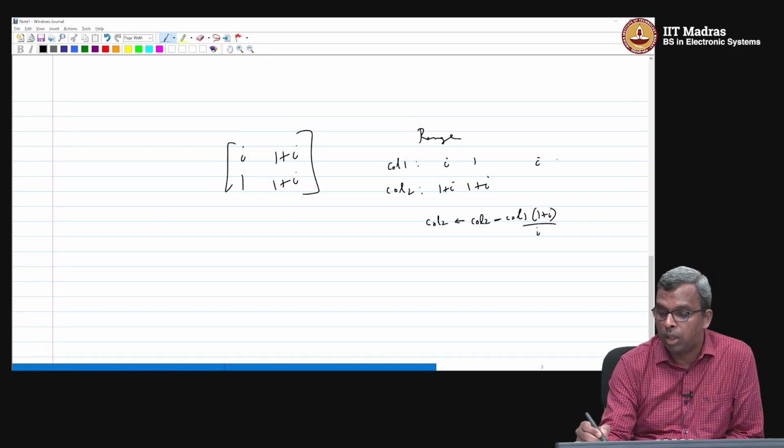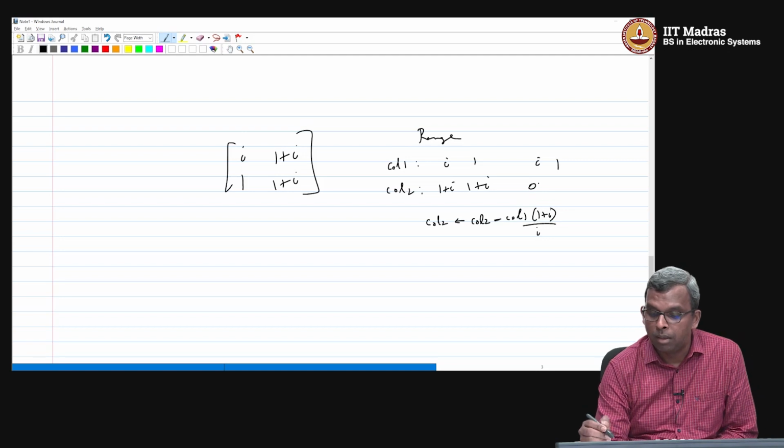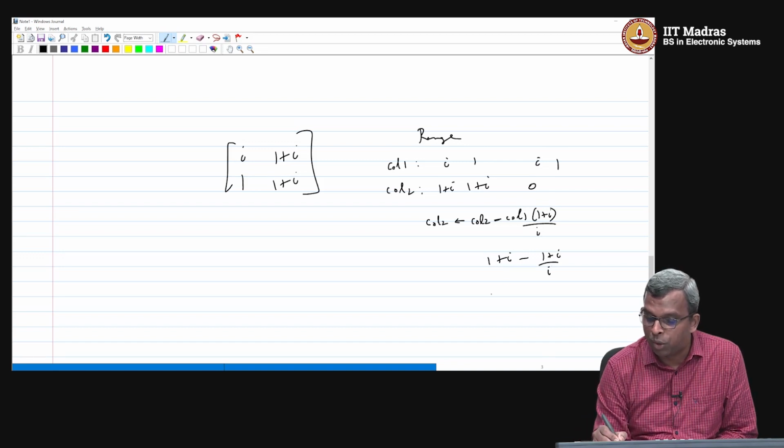So you will get (i, 1) in the first column, and this will become 0. Column 1 times (1+i)/i: so it is (1+i) minus (1+i)/i. Depending on your comfort, you can do it in various ways. You can multiply this out, and you get i minus 1 minus i minus 1, divided by i. This and this cancel, and you get minus 2 by i.